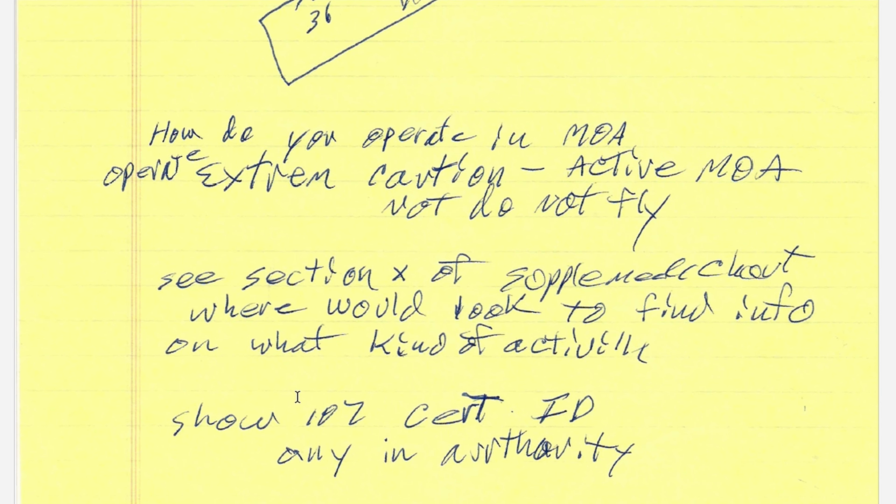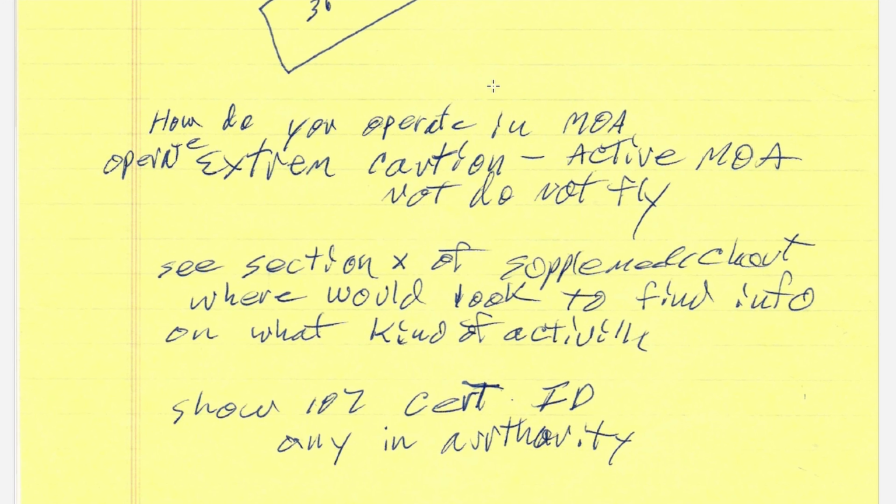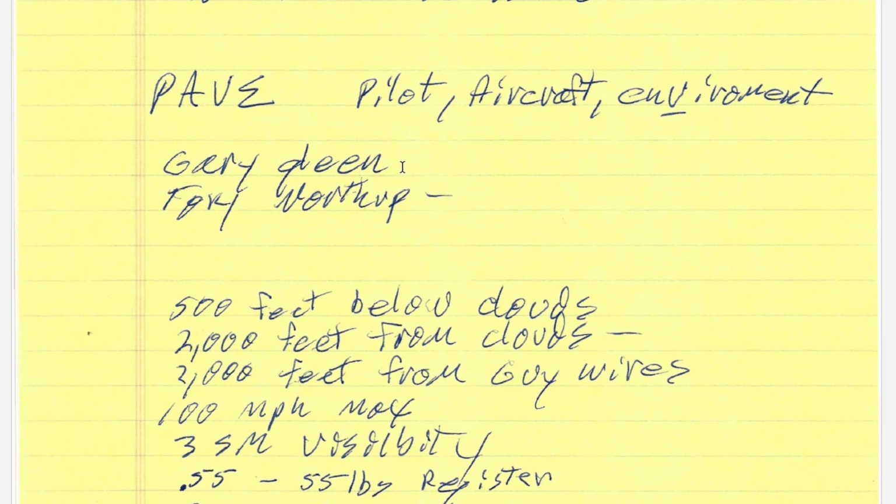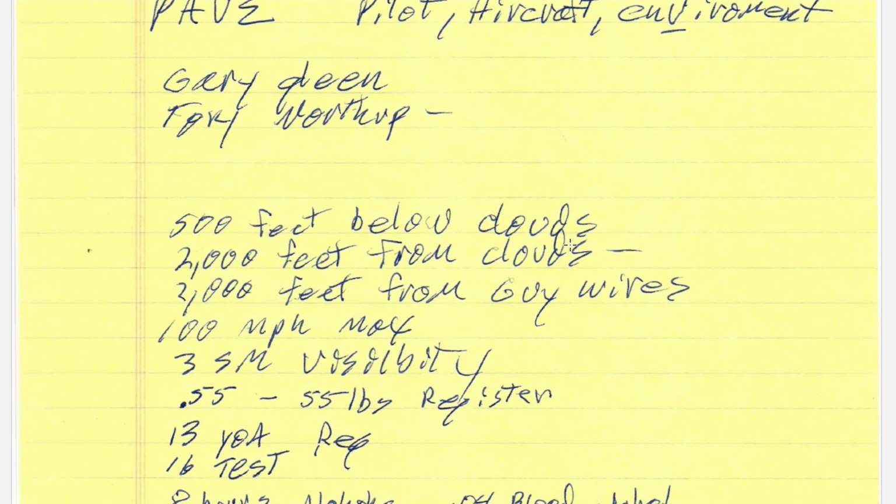You must show your 107 credentials to any authority. I believe that's changed now, so you must show. If a police officer asks you, you're supposed to show them. I believe that was a question also. What are the reasons that could cause a NOTAM to be issued? Also remember, there's bird NOTAMs, snow NOTAMs, and different weather NOTAMs. PAVE, Pilot Aircraft Environment. The 2 videos I really liked were Gary Glim and Tony Northrop. If you haven't watched them, you need to.